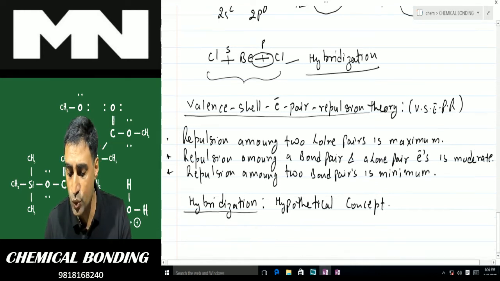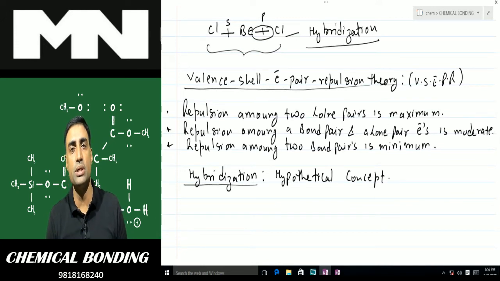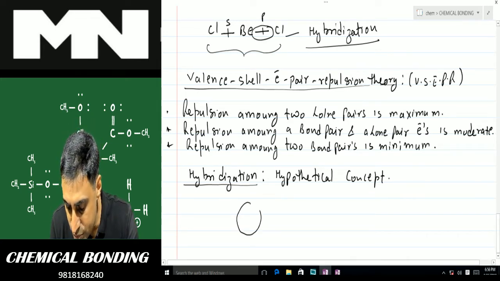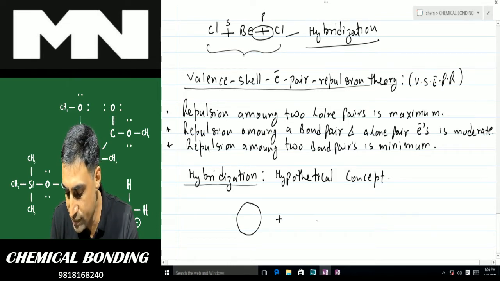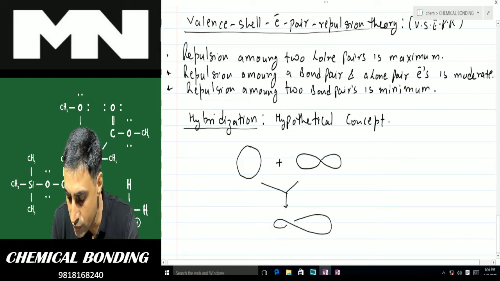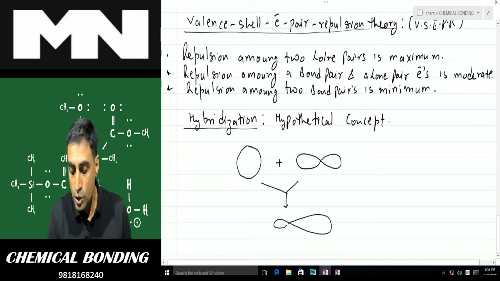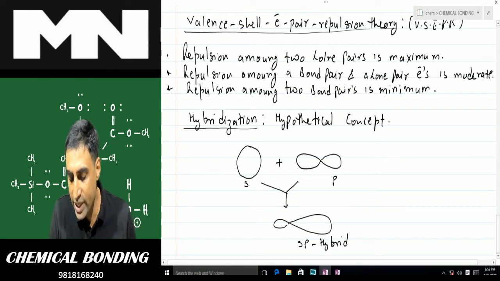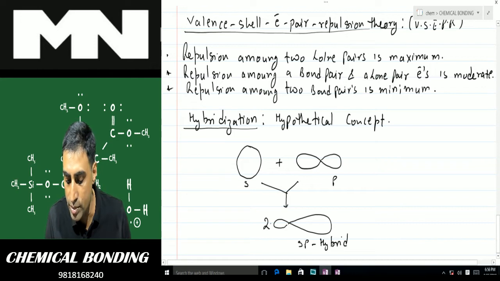According to this concept, two or more atomic orbitals combine together to form the same number of hybrid orbitals. For example, the s subshell is spherical and the p is dumbbell shaped. When s and p combine together, they lead to the formation of this type of orbital. This is a hybrid orbital. So here you have s, here you have p. This is sp hybrid. And how many hybrid orbitals will I get? Two hybrid orbitals I'll get.